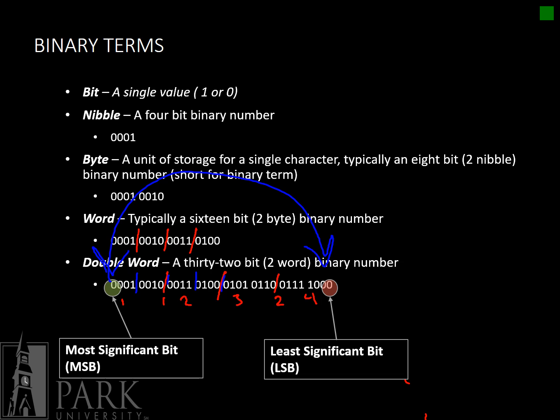We'll get to talk about that again in computer architecture, but understand the concept of a most significant bit and a least significant bit. So just like numbers, if we have 1,000, right, this is our most significant bit, because it's the biggest number.